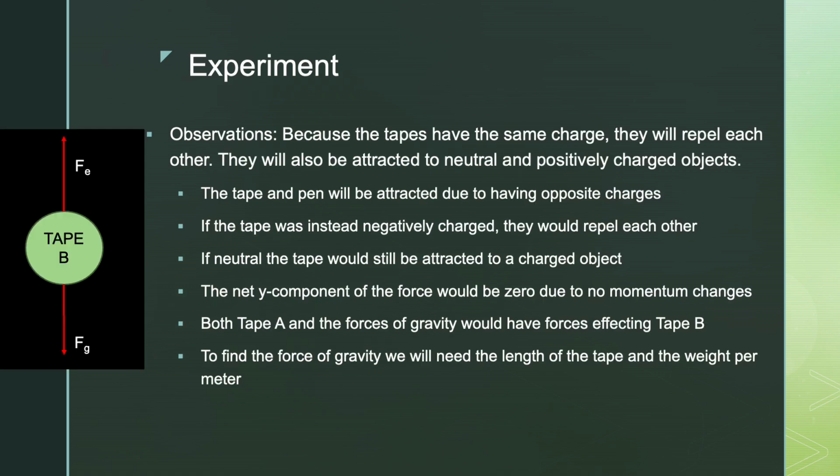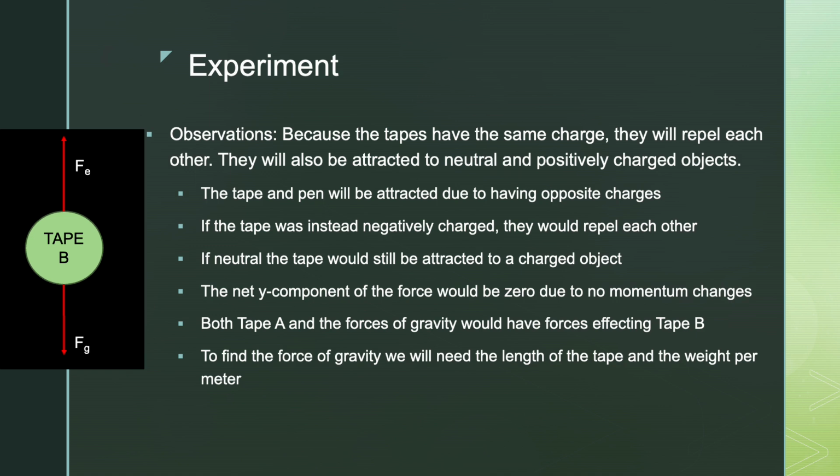So for this experiment, we observed that because the tapes have the same charge, they repel each other. But they also would be attracted to any other neutral or positively charged objects. So the tape and the pen that we used were attracted to each other, with the tape being negative and the pen being a positive charge. And then if the pen were instead negatively charged, the tape would be repelled by the pen.